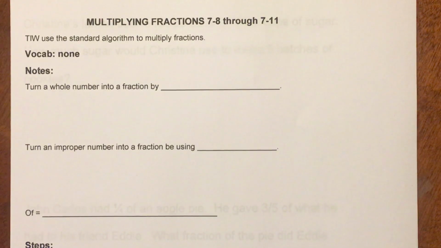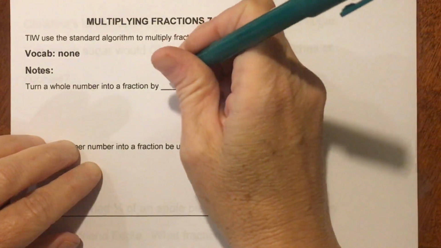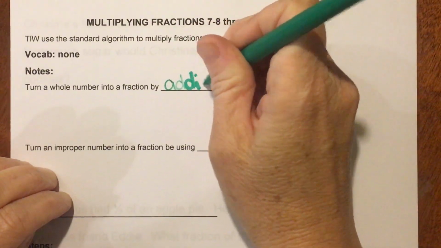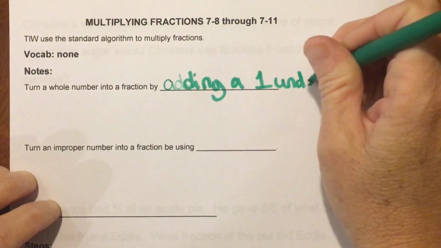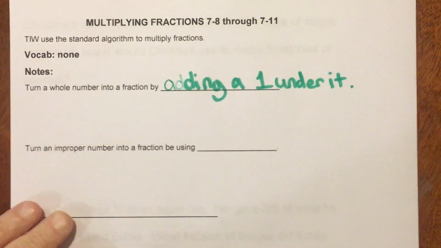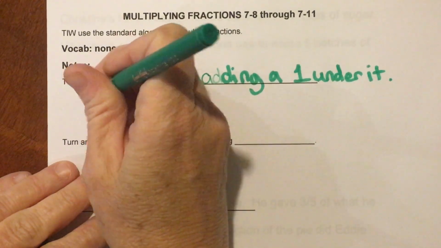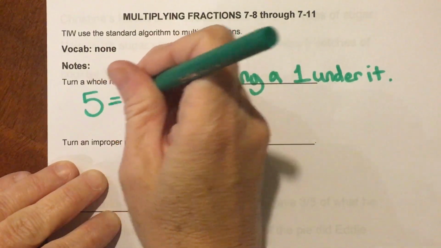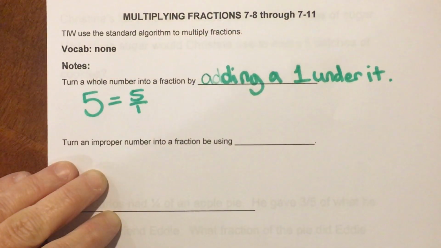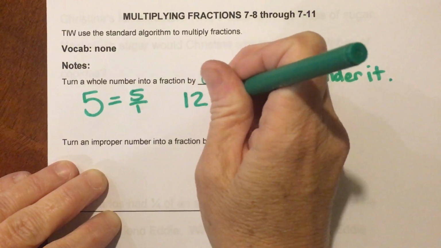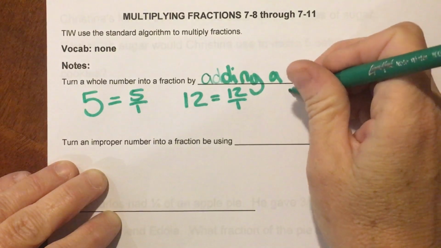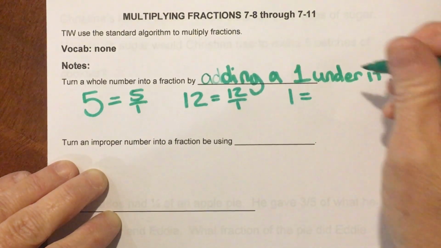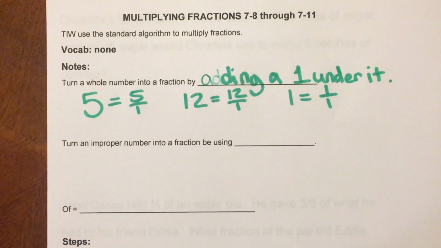So our first note says turn a whole number into a fraction by adding a 1 under it. So for example, if I had a 5 and I wanted to turn it into a fraction, I would put a 1 under it. If I had a 12 and I wanted to make it a fraction, I would simply put a 1 under it. If I had a 1 and I wanted to make a fraction, I would put a 1 under it.